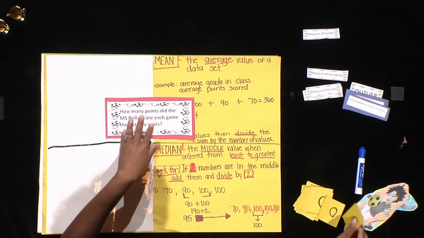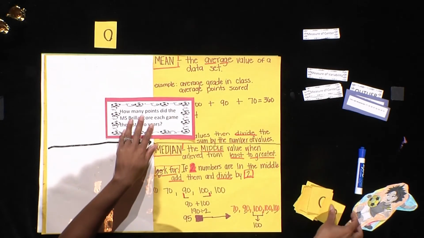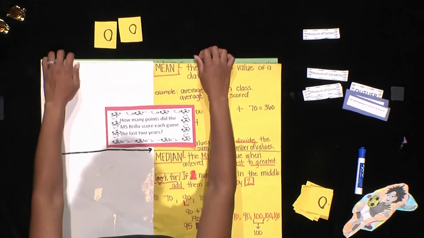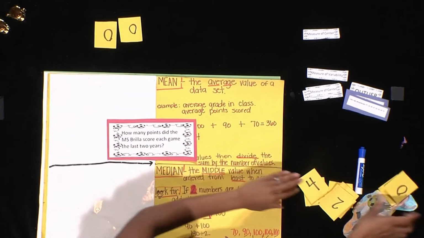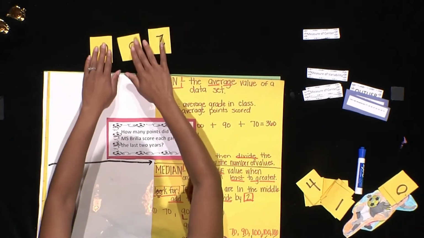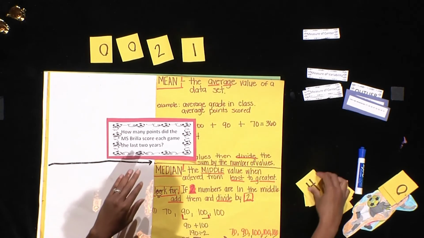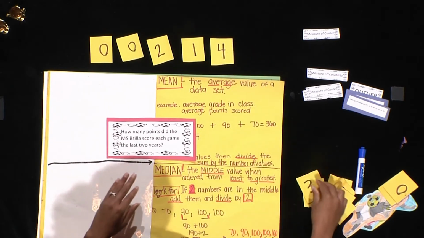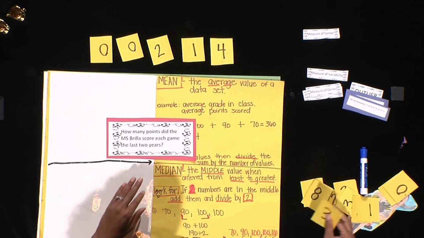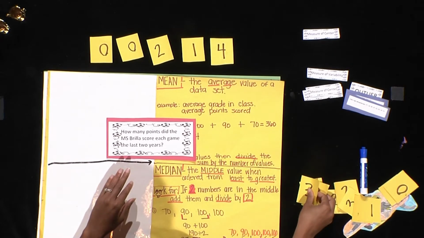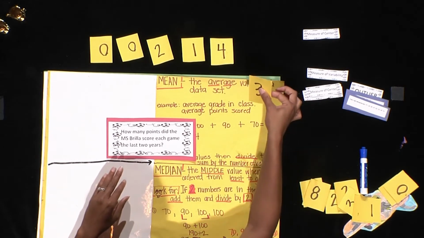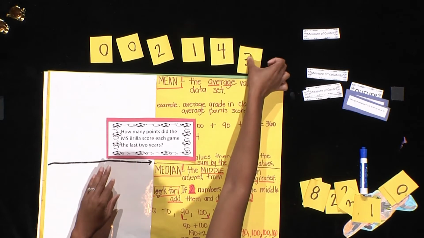So our numbers, our data set that we're going to use for this statistical question is going to be 0, 0, 2, 1, 4, and 3.